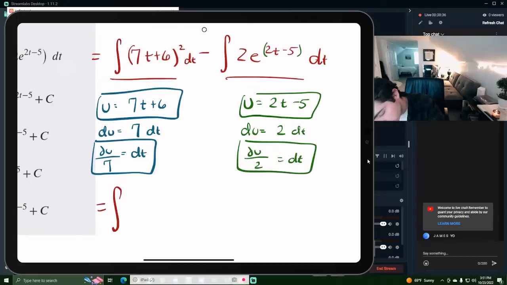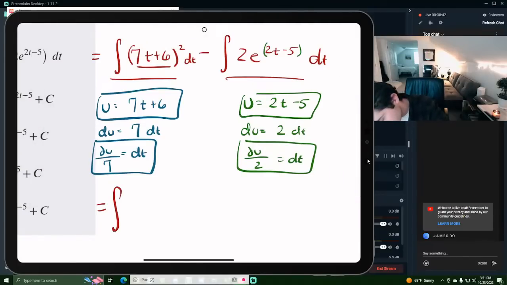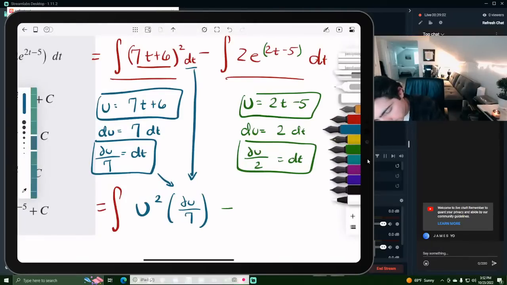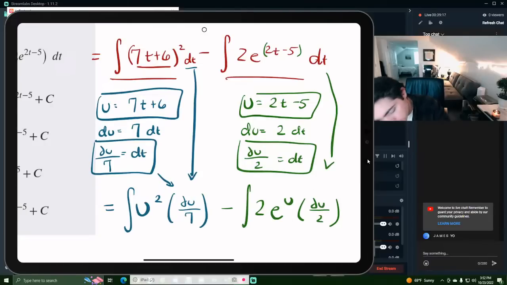We're going to call this equals, so in the first one up here, 7t plus 6 squared is the same thing as u squared. And then, can't forget, in place of dt, we are subbing in du over 7, which comes from here. And that's it for that integral. Now for the second one, we're going to tack on a minus. I'm going to change this to blue. Alright, on the right we have minus the integral of 2e to the u, and then we can't forget the dt. We are subbing in du over 2.